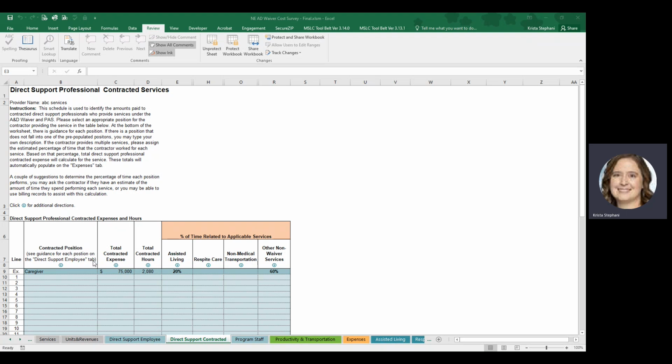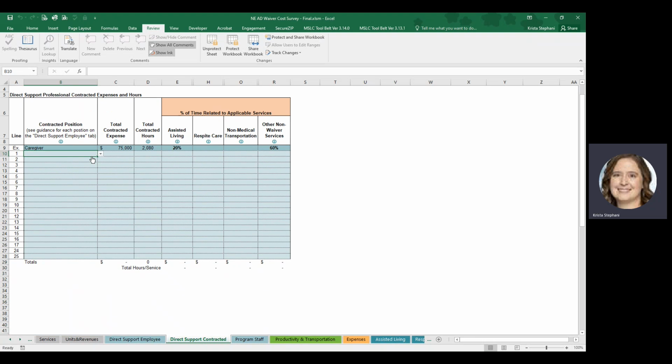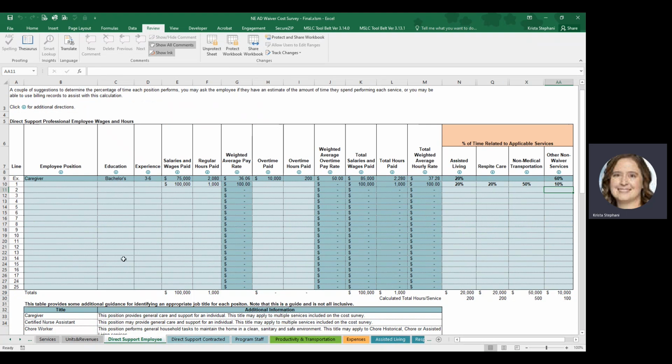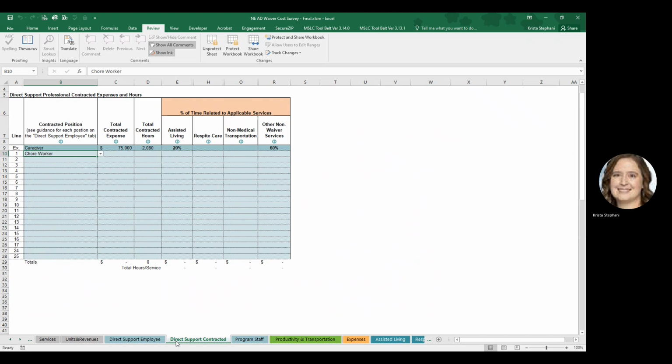What we are asking you to complete on this tab is to identify the contracted position. We do have a pre-populated list, which is the same list that is included on the Direct Support Employee tab, or you may type in your own description. If you would like some additional guidance on what each of these positions entail, please refer to the table at the bottom of the Direct Support Employee tab.